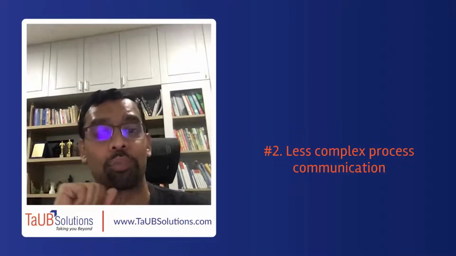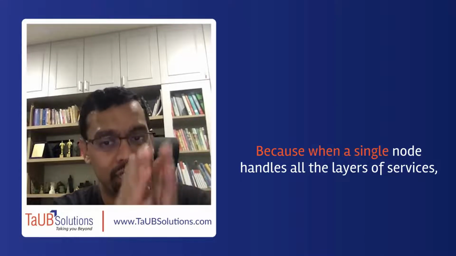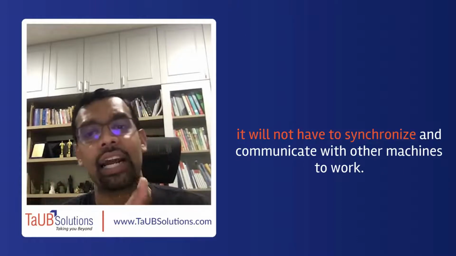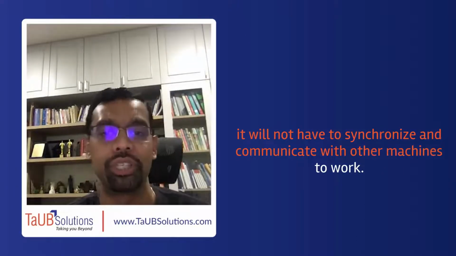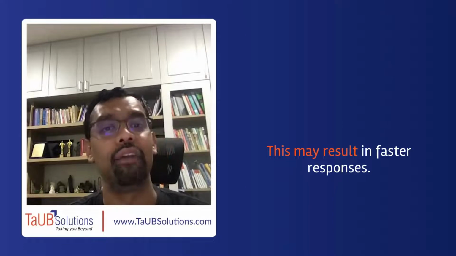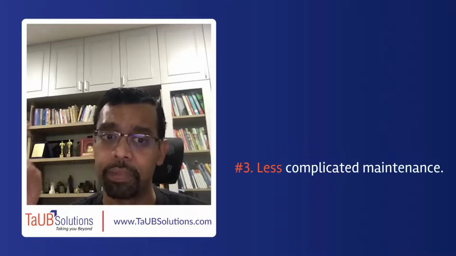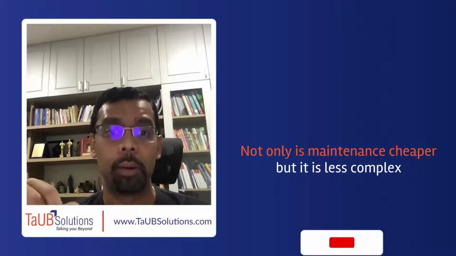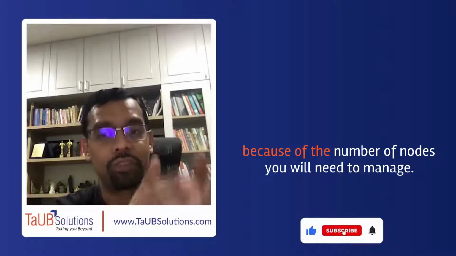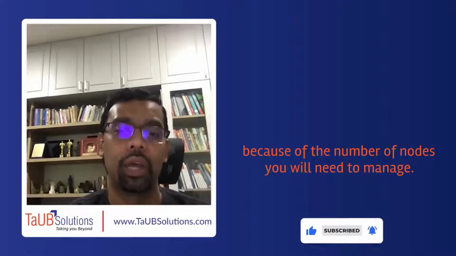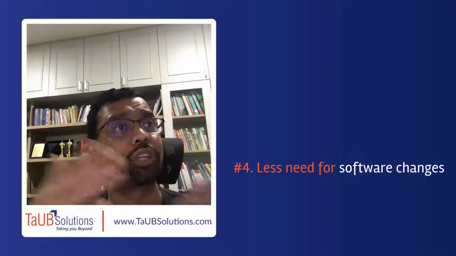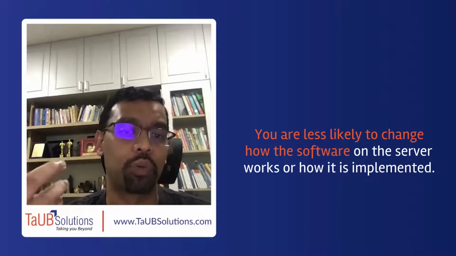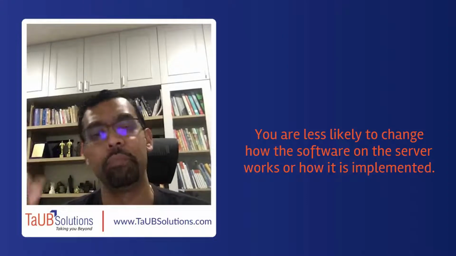Number two, less complex process communication. Because when a single node handles all the layers of services, it will not have to synchronize and communicate with other machines to work. This may result in faster responses. Number three, less complicated maintenance. Not only is maintenance cheaper, but it is less complex because of the number of nodes you will need to manage. Number four, less need for software changes. You are less likely to change how the software on a server works or how it is implemented.